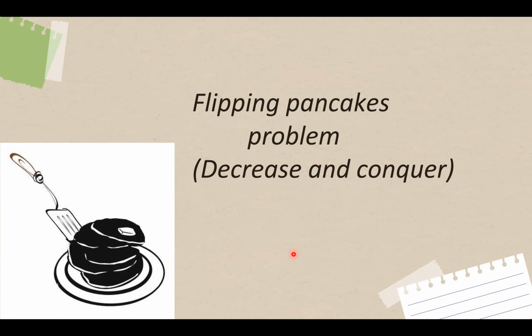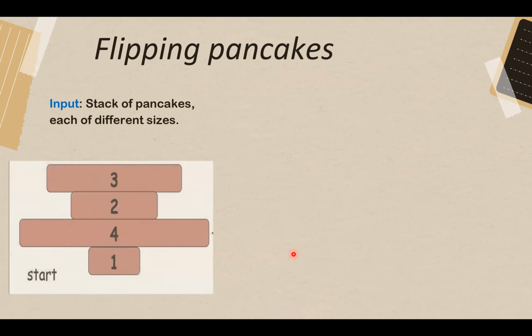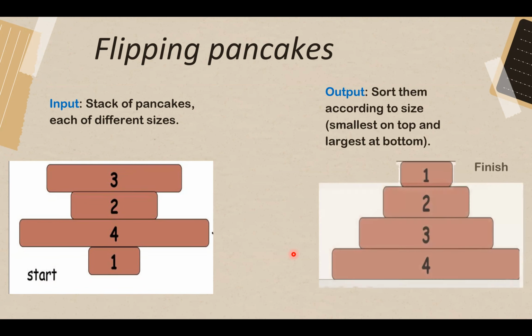Hello everyone, in this video I'll explain the flipping pancakes problem using the decrease and conquer strategy. So first of all, in the flipping pancake problem, I'm given a stack of pancakes, each of different sizes like shown in the start state, and I'm expected to sort them so that the largest pancake is at the bottom and the smallest pancake is at the top, like shown in the finished state.